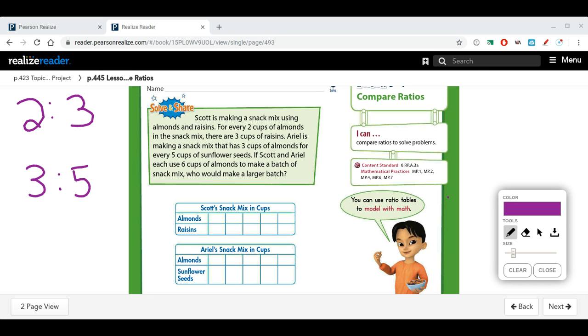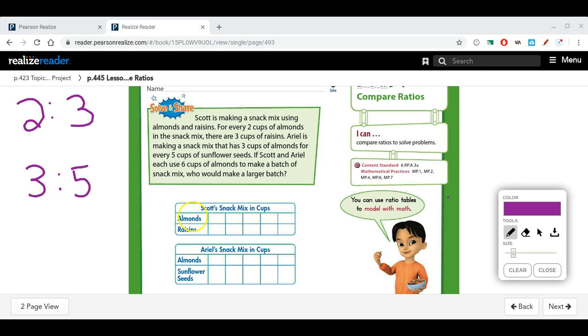If Scott and Ariel each use 6 cups of almonds to make a batch of snack mix, who would make a larger batch? And so we're going to have to compare the ratios and see who's going to make a larger batch. And right now, 2 to 3 and 3 to 5, we can look at and say, well, maybe I think it's going to be this one. But really, to see the comparison, you need to create that equivalent ratio where both the almonds are going to be 6 to C. And so I'm going to use an input-output table to help me with that.